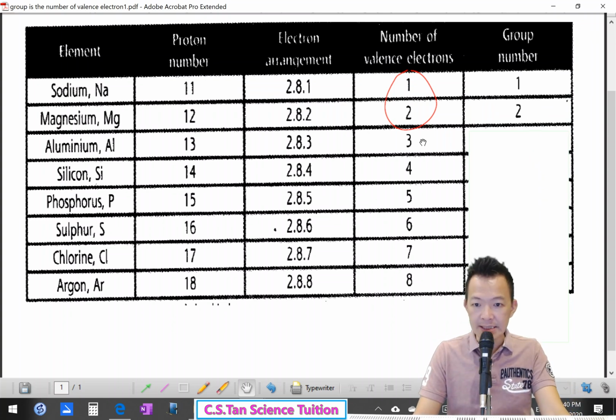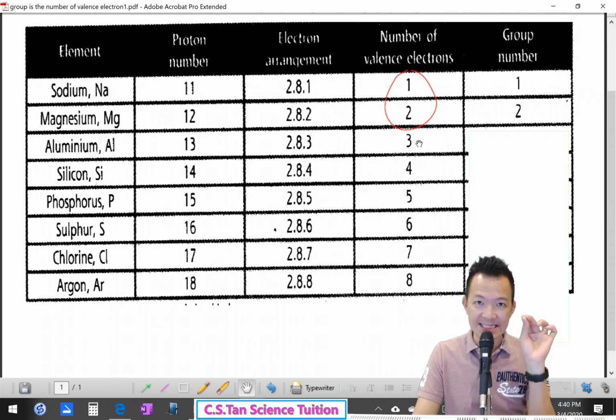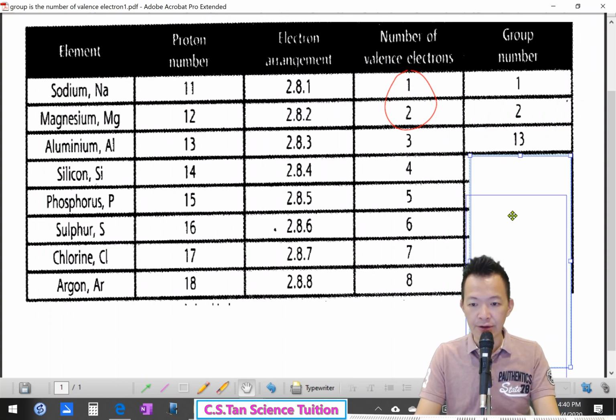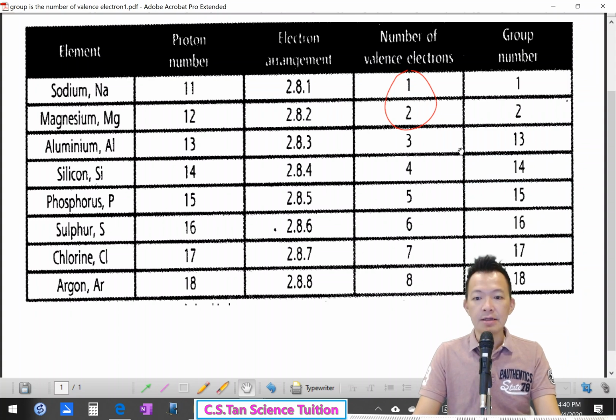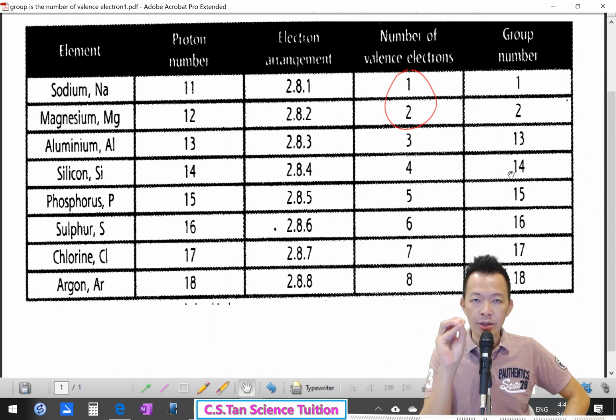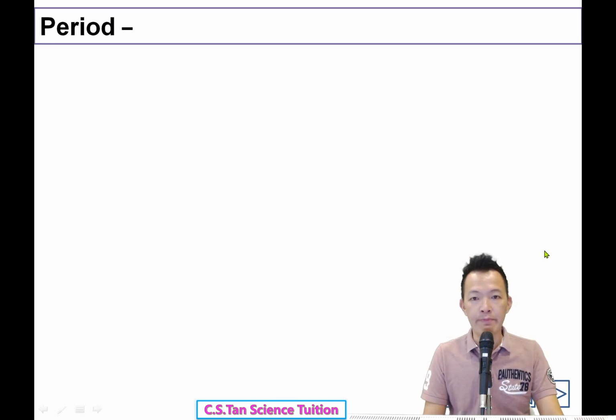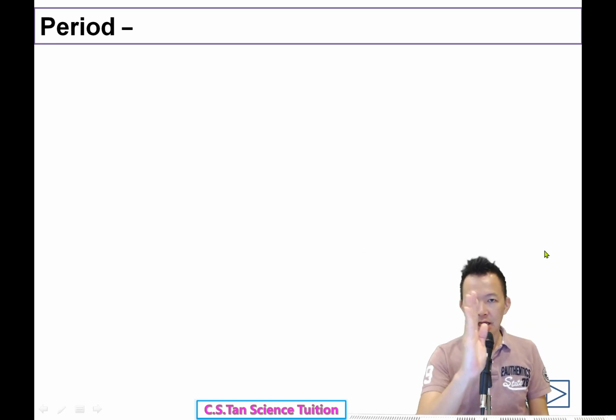But if the number of valence electrons is 3 or more than 3, the group number will be the number of valence electrons plus 10. So aluminium is not group 3, it is group 13. Silicon is not group 4, it is group 14, then 15, 16 and so on. So if it is 3 or more than 3, you have to plus 10. This is where we put the element into the table.